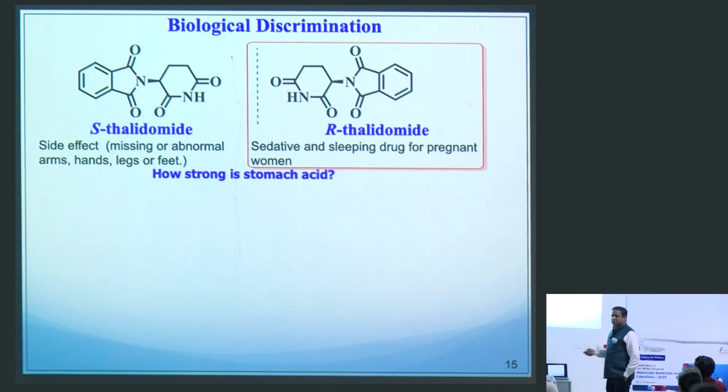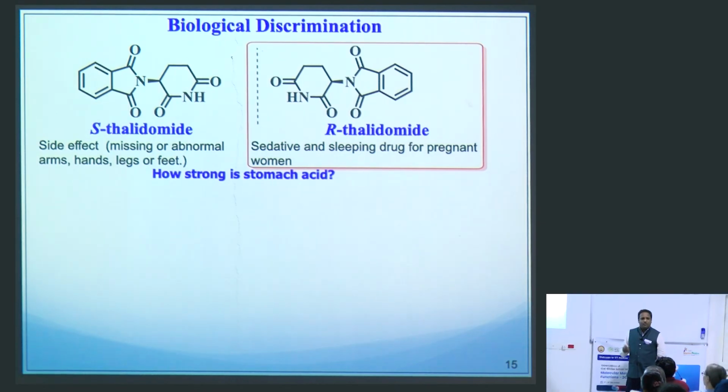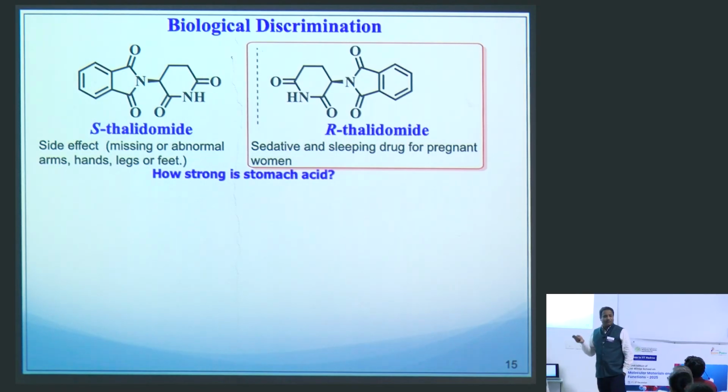Later they administered only R thalidomide to pregnant women, but still they found that infants were having the same problem. Then they realized what was going on. Immediately that medicine was banned. Even if R is useful, we cannot use it.